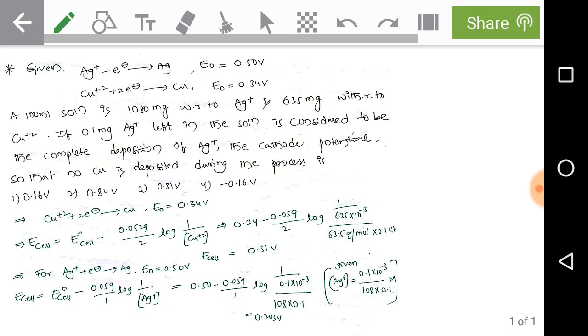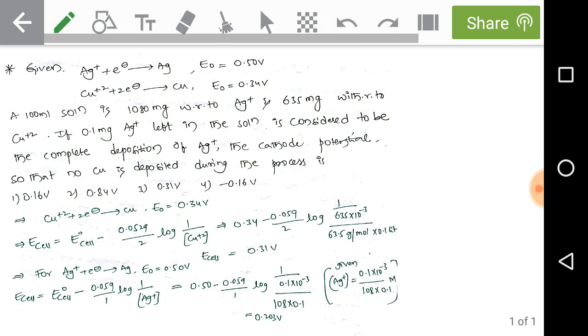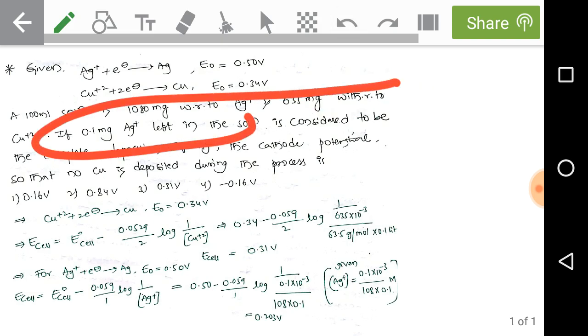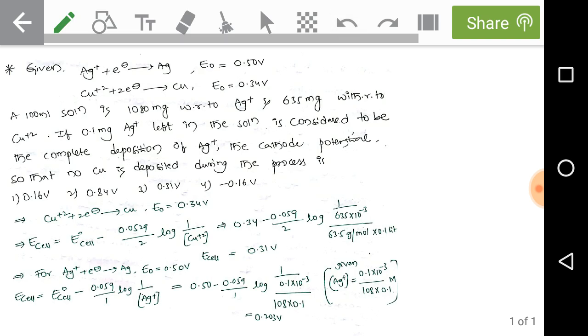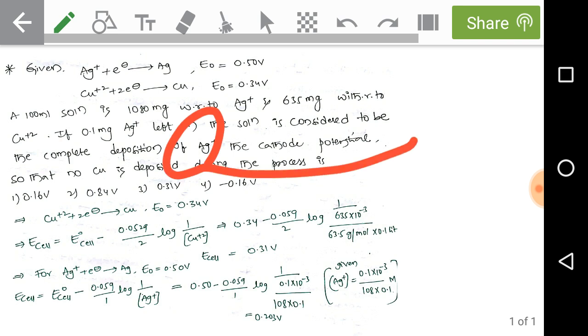Okay, next one, given silver plus and electron, here just read it as the half cell, silver plus plus electron producing silver with reduction potential 0.80 volt, and the copper half cell with reduction potential value 0.34 volt. A 100 ml solution is 1080 milligram with respect to silver plus and 635 milligram with respect to copper 2 plus. If 0.1 milligram silver plus left in the solution is considered to be complete deposition of silver plus, the cathode potential, so that no copper is deposited during the process, is.